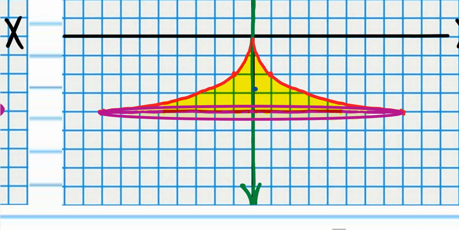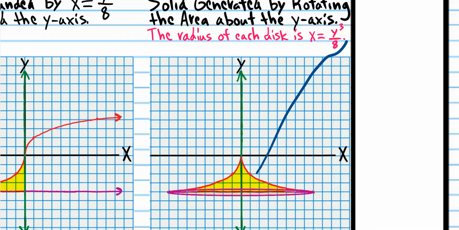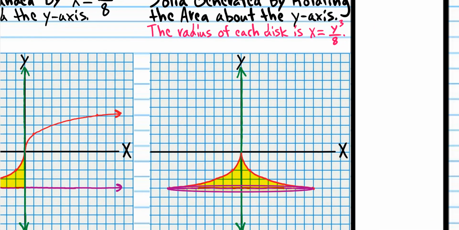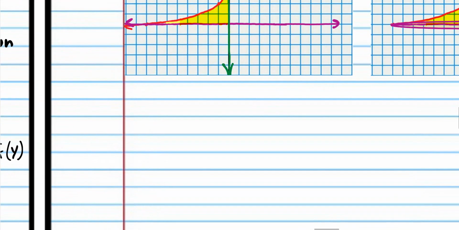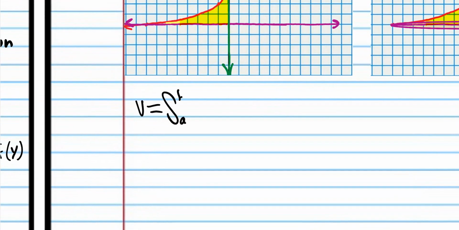And the radius of each circle is, well, the radius of this circle, for example, is this length. And that length can be considered an x value, but we're going to write it in terms of y. So let me write the formula for our disk method. So that's the formula.